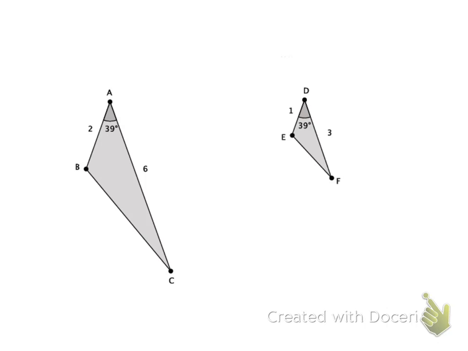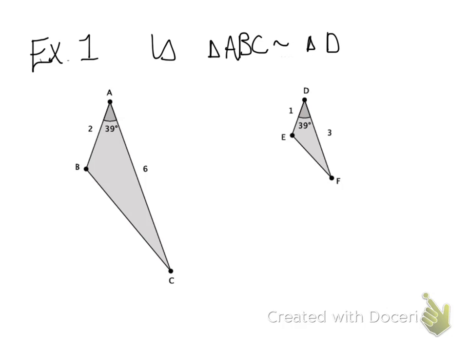Okay, so in this first example, this is example 1. We have triangle ABC and triangle DEF, and the question is, is triangle ABC similar to triangle DEF? So notice what we're given. We're given a corresponding angle that is equal in measure, and we're given the lengths of two sides of each triangle.